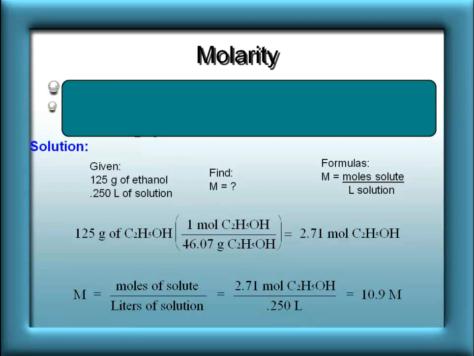Make sure when you're following sig figs that you don't use conversion factors. You'll look back at the original value, and 125 has 3 sig figs. You'll want to carry that through.